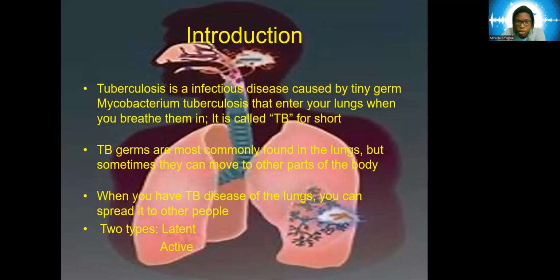Introduction. Tuberculosis is an infectious disease caused by a tiny germ, Mycobacterium tuberculosis, that enters your lungs when you breathe them in. It is called TB for short. TB germs are most commonly found in the lungs, but sometimes they can move to other parts of the body. When you have TB disease of the lungs, you can spread it to other people. There are two types, latent and active tuberculosis.